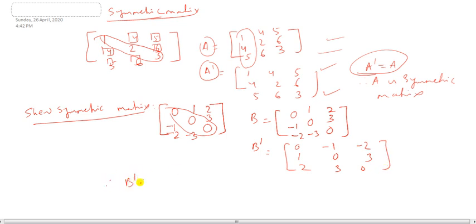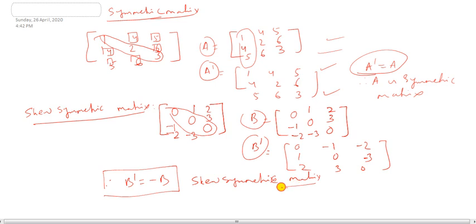Look at this. Can I write B dash is nothing but negative of B? Carefully see. 0, 1, 2 and the negative will be 0, minus 1, minus 2. If I take the negative of that, it will become 0, 1 and 2. Similarly 1, 0, minus 3, its negative will be minus 1, 0 and 3. Then minus 2, negative 2, 3, negative 3 and 0, negative 0. So here B dash is negative of B. In these circumstances, it will be called a skew symmetric matrix.